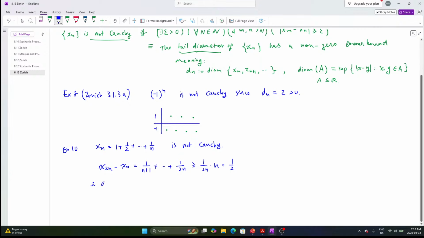So what this means is that dn is at least as great as 1/2. Therefore, dn, being the diameter, not the sup, but the diameter of xn, xn plus 1, and so on, must be at least 1/2. So that's a non-zero lower bound. So we're done.